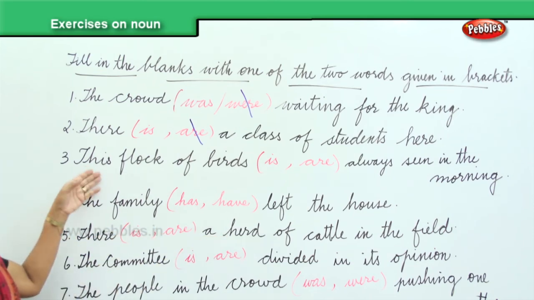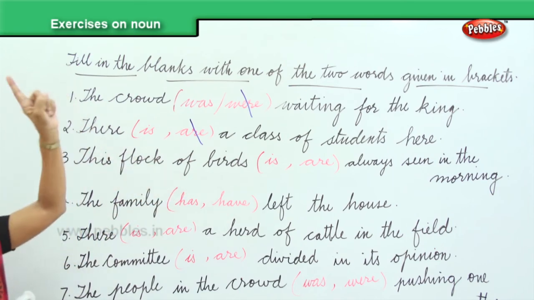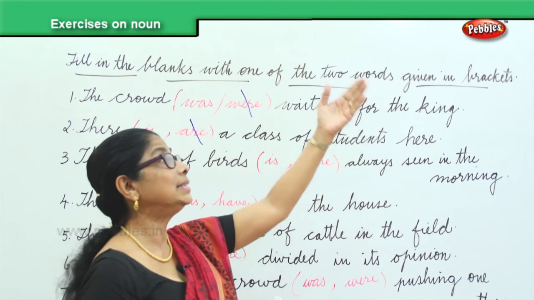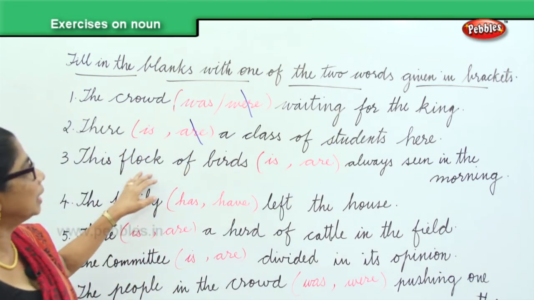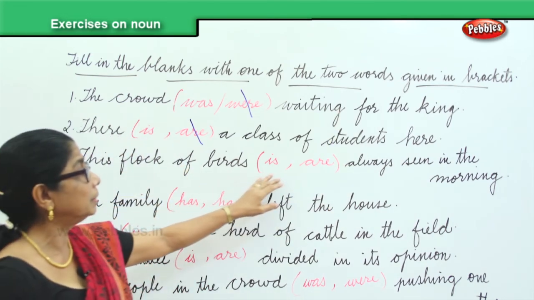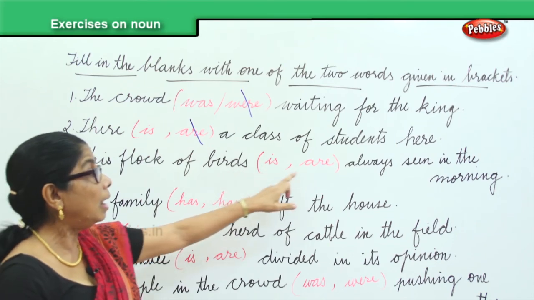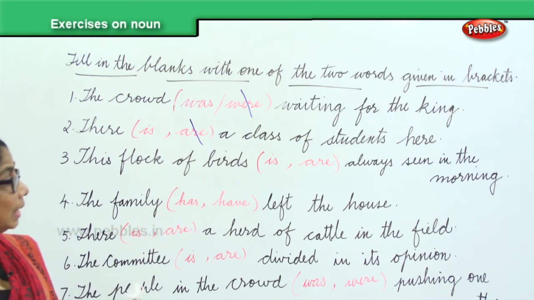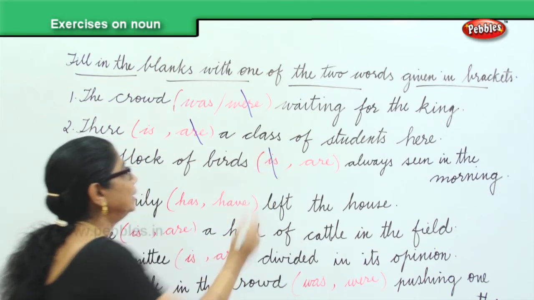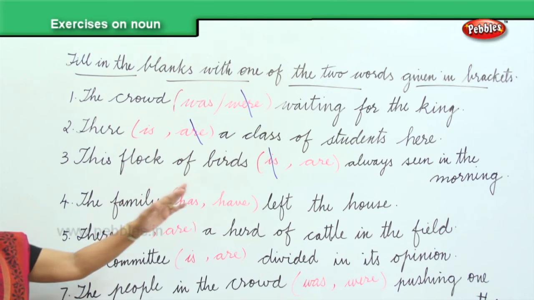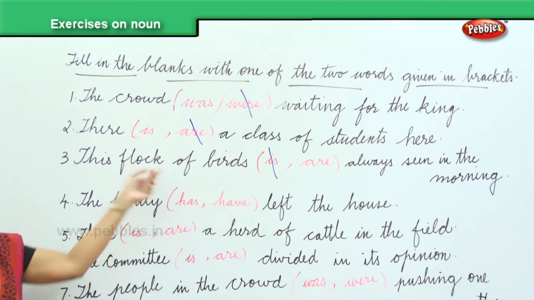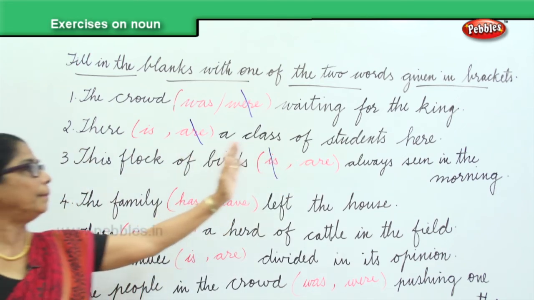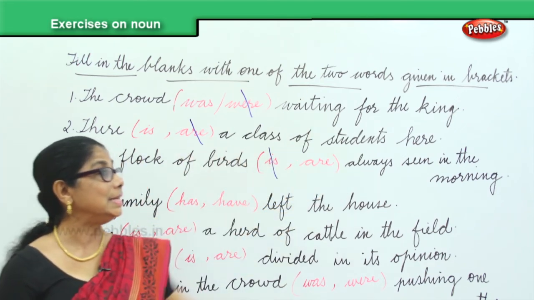The next one, this flock of birds dash always seen in the morning. So we'll say flock is again plural. This flock of birds are seen in the morning. You cannot say this flock of birds is seen, it is wrong. So we take away is. This flock, plural. Group of birds, so many birds. So using are. So this flock of birds are always seen in the morning.